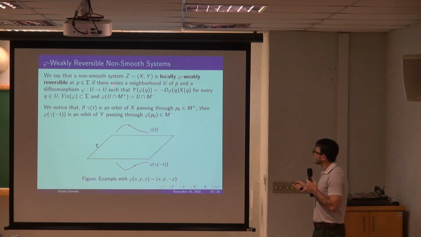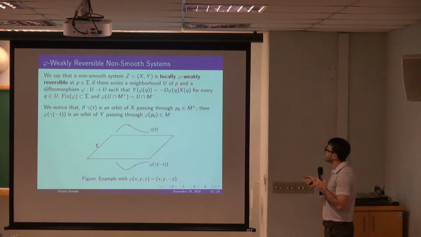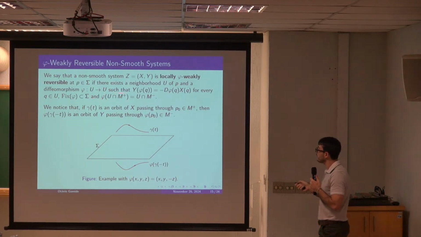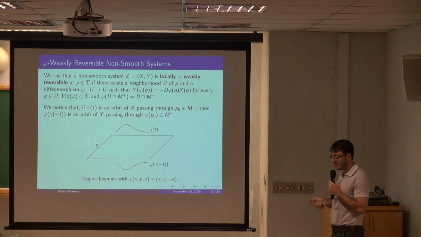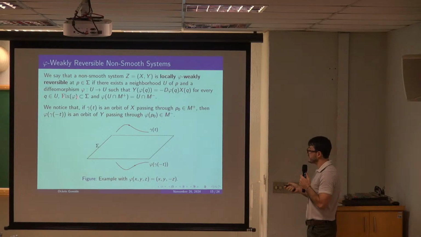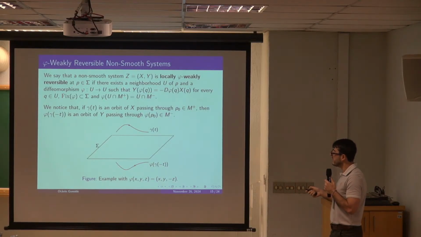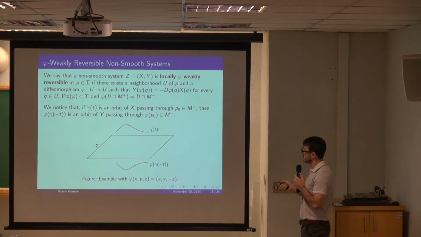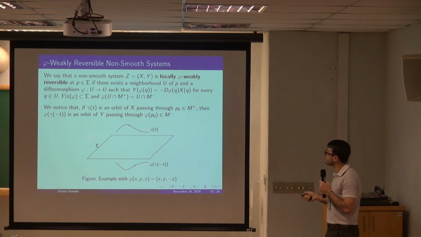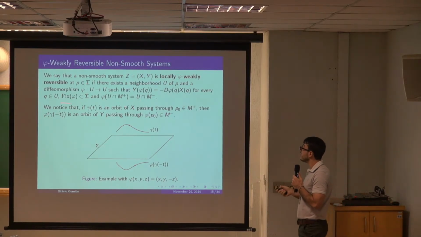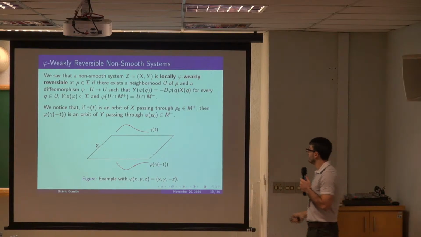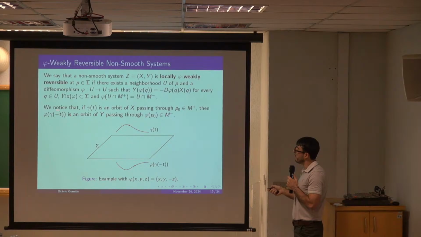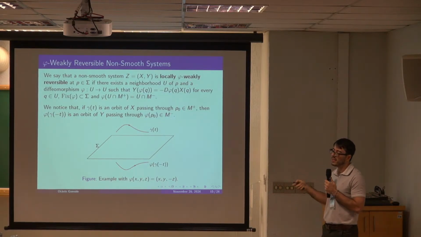It is a system such that there exists a neighborhood of P and a diffeomorphism phi defined in this neighborhood, such that we have this expression fulfilled for every Q in this set. Also, we have that the fixed point of the map is contained in sigma, and it sends the part of the neighborhood that is in M plus into the part that is in M minus. So under this hypothesis, if gamma is an orbit of X passing through P0 in M plus, here we have a representation, then phi of gamma of minus T is an orbit of Y, in the way we define it here, the reversibility.